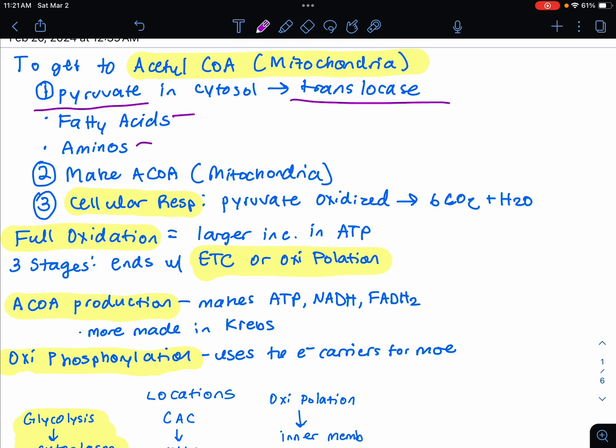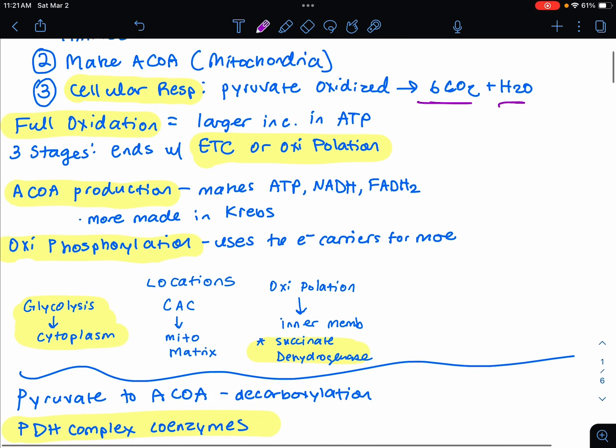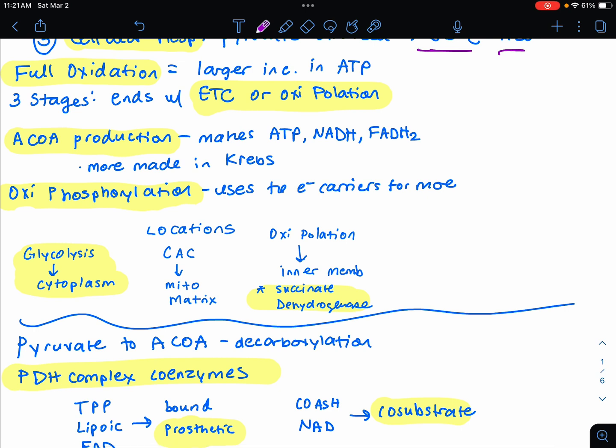And then cellular respiration is the process by which pyruvate from glycolysis is oxidized into 6 CO2 and H2O. When you have this full oxidation, you're going to have a larger increase in released energy in ATP. This is a very gigantic negative delta G when you're doing the full oxidation. There are 3 stages, and the last stage would be the electron transport chain, or oxidative phosphorylation.